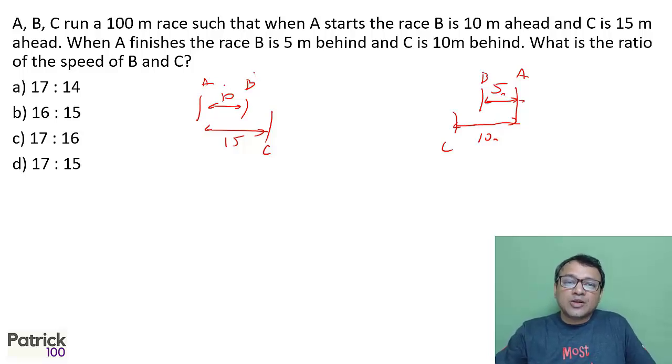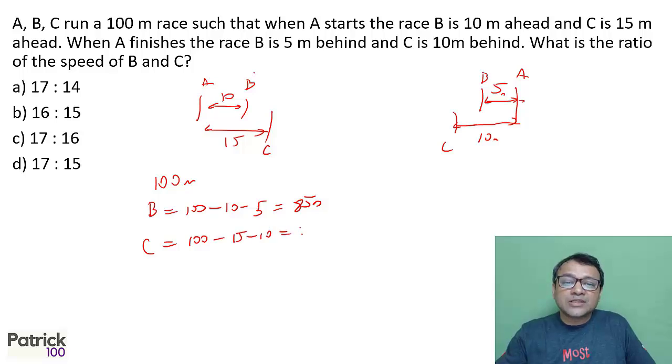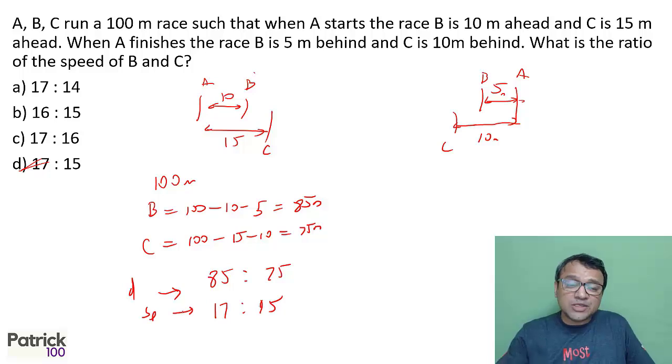So how much has B run? A has run 100 meters, the 100-meter race. So B has run 100 minus 10 minus 5, which is 85 meters. And C has done 100 minus 15 minus 10, 75 meters. So the distance done by them is 85 and 75. The ratio of the speed also will be the same, 17:15. That will be the answer. The ratio of the distance is the same as the ratio of the speed, because the more the distance, the more the speed. So the ratio of the speed also will be 17:15.